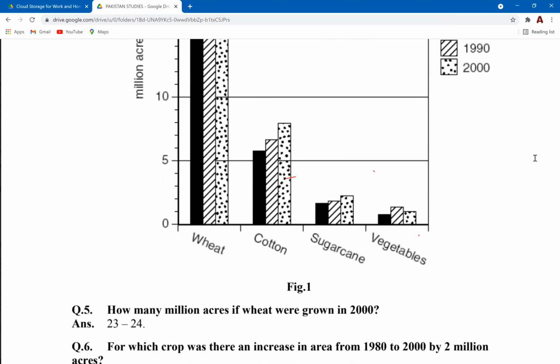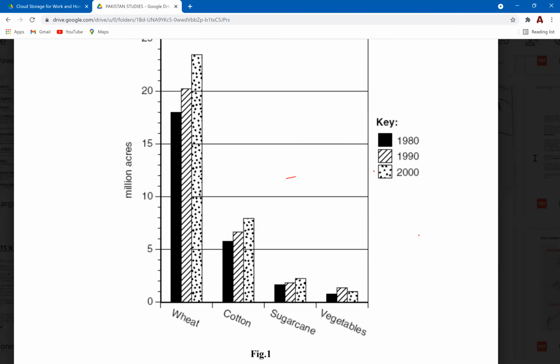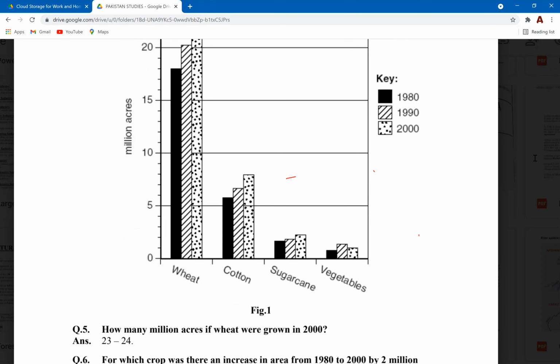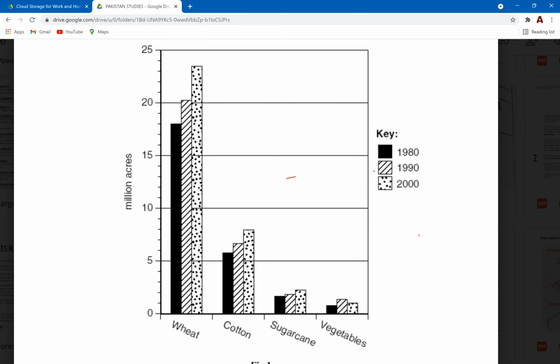Okay, so this is a graphical question as well. Guys, if you see, the x-axis basically tells you the types of crops in different years. If you look at the black bar, this black bar represents the year 1980. The one with the lines represents the year 1990, and the one with the dots represents the year 2000. And the y-axis is the production in million acres. So you're given the production of these crops for the years 1980, 1990, 2000: wheat, cotton, sugarcane, and vegetables.